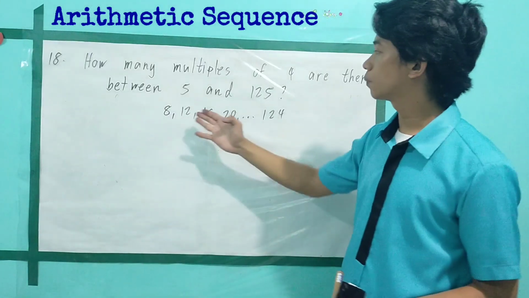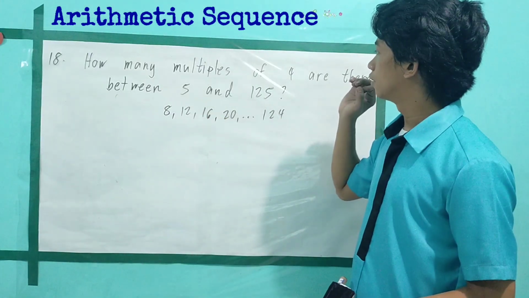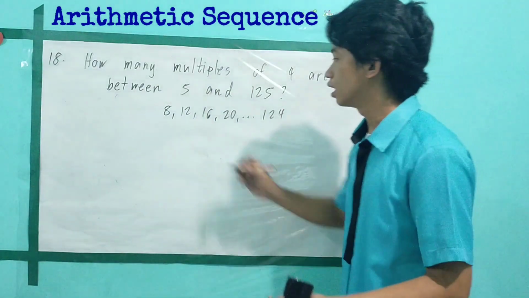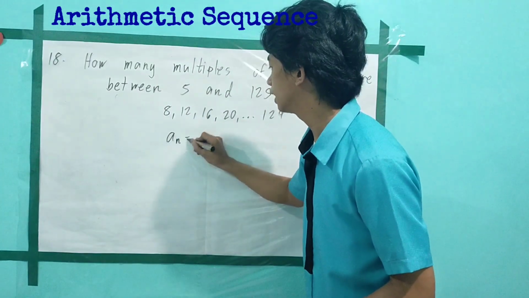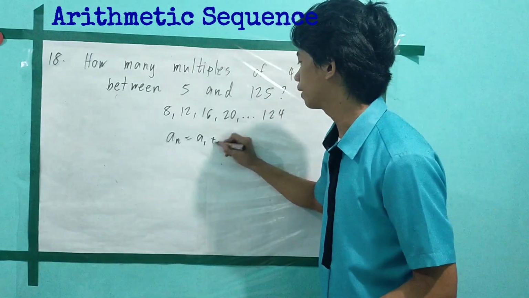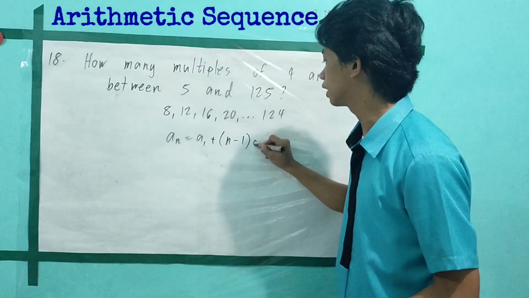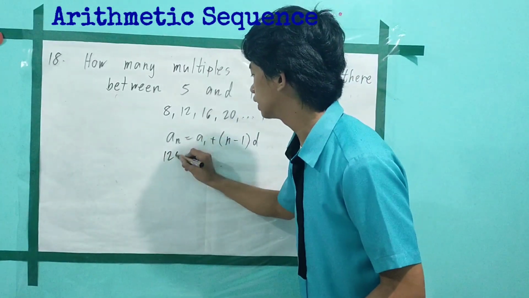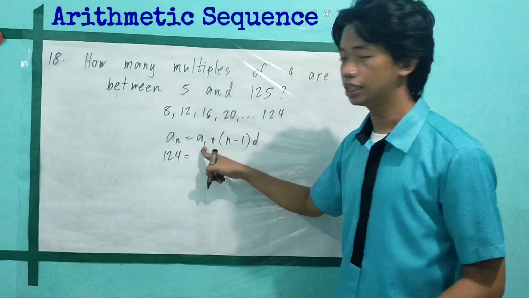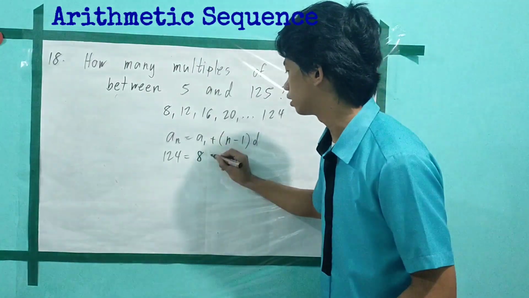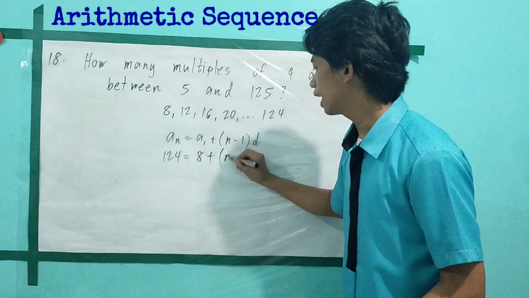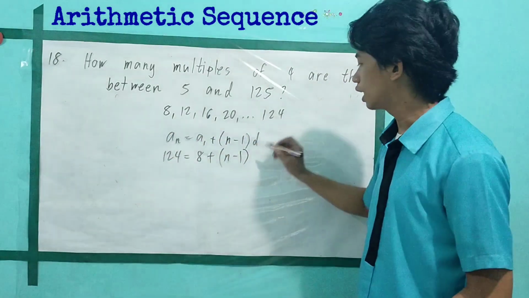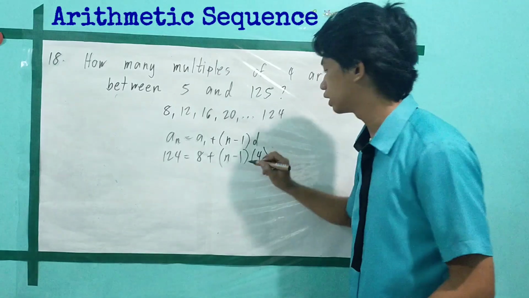So, ayan yung mga multiples ng 4 between 5 and 125. Okay, gamitin ulit natin yung formula na a sub n is equal to a sub 1 plus n less 1 multiplied to the common difference. Ang ating a sub n is 124 is equal to a sub 1, we have 8 plus n less 1 multiplied to the common difference. 12 minus 8, we have 4.